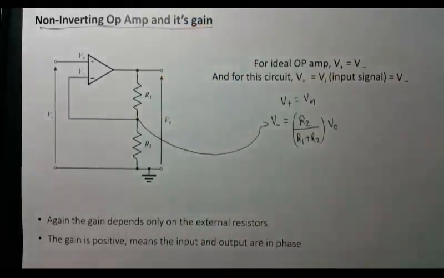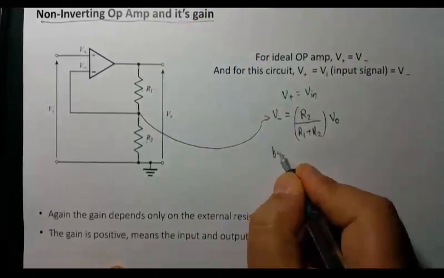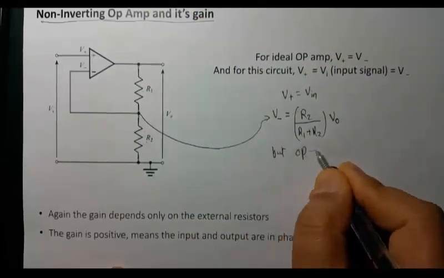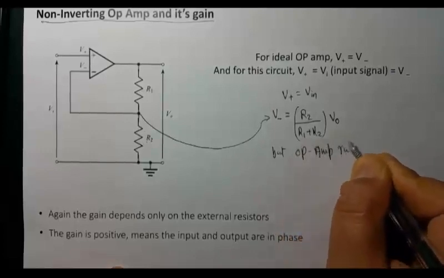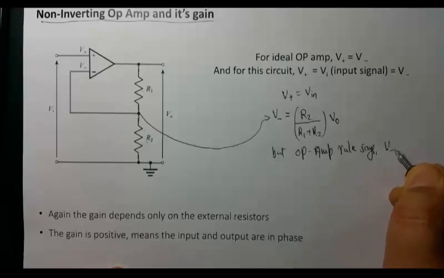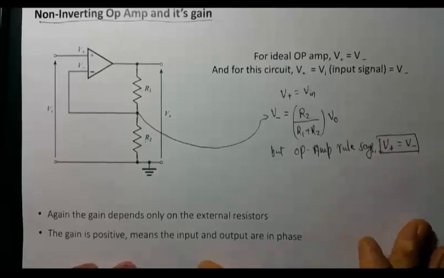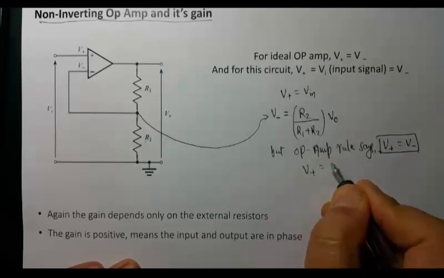The total voltage is the output voltage, right? But from the OpAmp rule, V plus has to be equal to V minus. Remember, this is the golden rule for any OpAmp. So then set them equal. So V plus is equal to V minus.